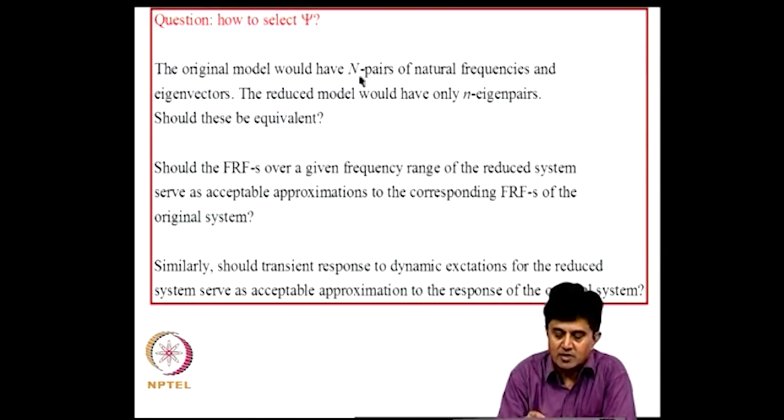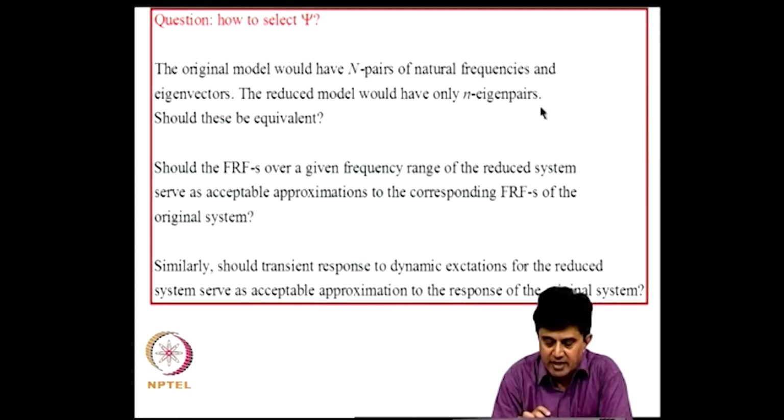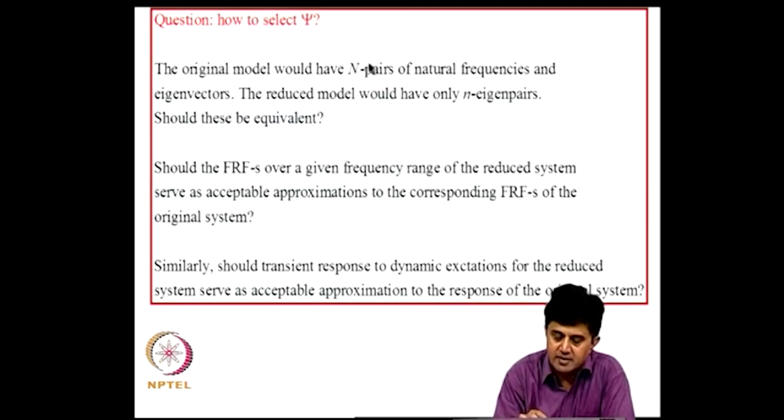Now, suppose I have a 100 degrees of freedom system and I reduce it to a 10 degrees of freedom system. The 100 degrees of freedom system will have 100 natural frequencies and a 100 by 100 modal matrix, whereas the reduced model will have 10 natural frequencies and a 10 by 10 modal matrix. These 10 natural frequencies of the reduced model, should they be equal to any of these 100 natural frequencies of the larger model? That could be one of the criteria.